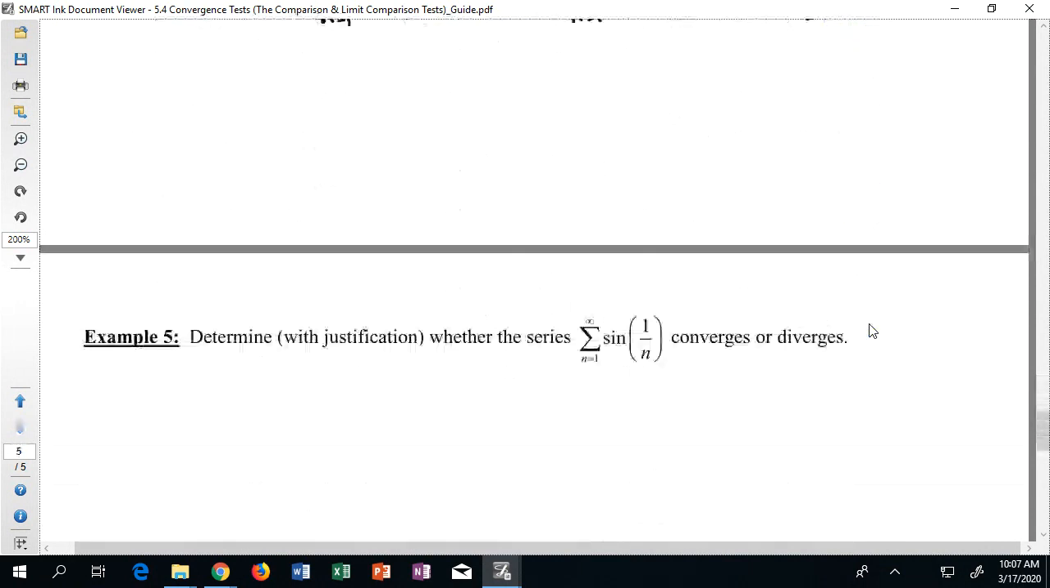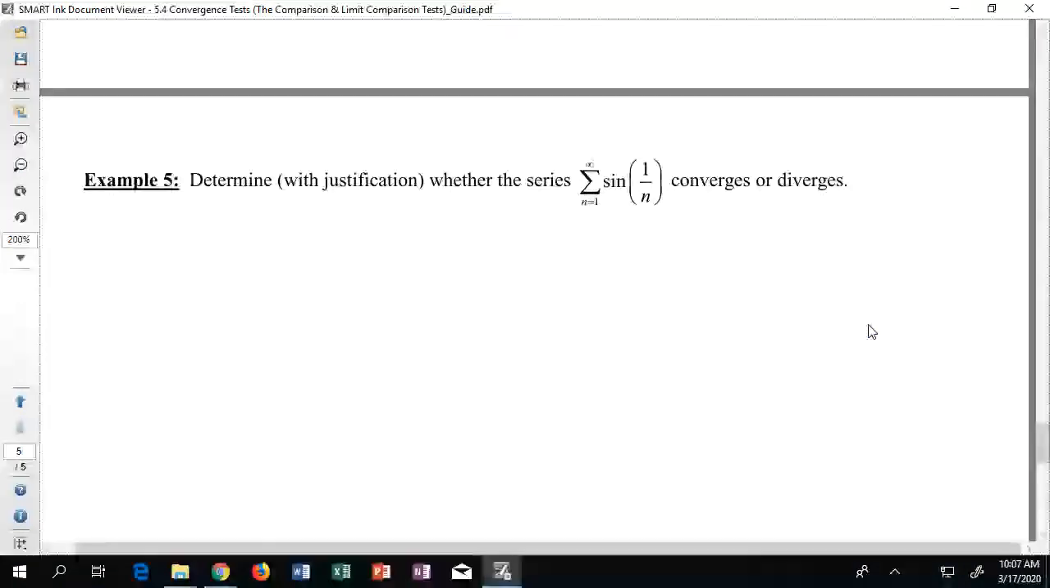Okay, let's take a look here really quickly then at example number 5. Example number 5 is going to highlight that sometimes using the comparison test first is not always going to be an easy thing to do, but that sometimes we might just immediately want to jump to a limit comparison. And so again, I'll say take a look here. Determine with justification whether this series converges or diverges.